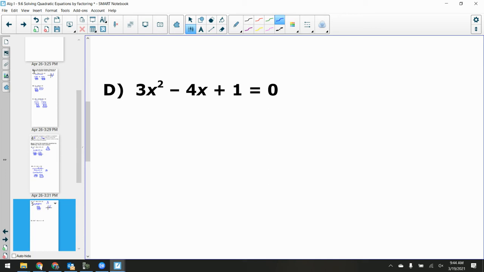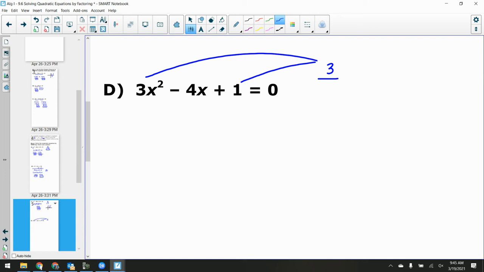Okay. So first off, is it in standard form? Good. Is there any GCF? No. Okay, so we're stuck. This is a hard type factoring problem. So we got 3 times 1. Remember, you take first number times last number. 3 times 1 is just 3. And then I find the factors of 3 that add together to get to negative 4. What are they?